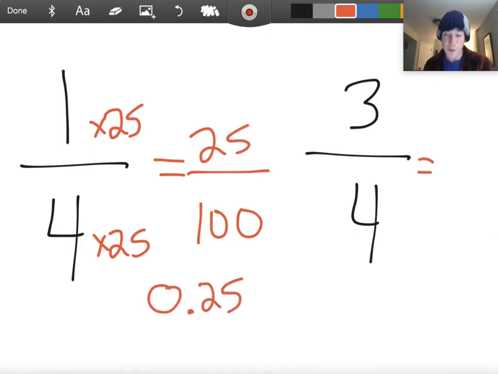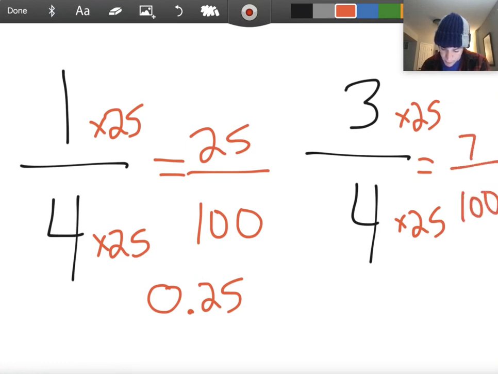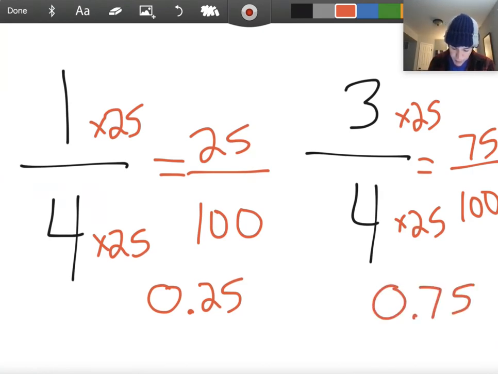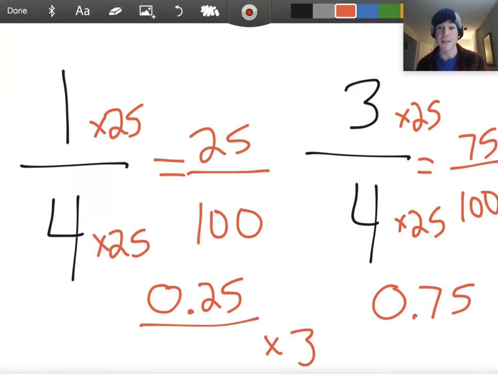And with 3/4, same idea. I'm going to multiply by 25, multiply by 25, and I'm going to get 3 times 25 is 75 hundredths, which looks like this. And this would be the same as taking this original number and multiplying by 3, because it's 3/4, would get us up to 75 hundredths. So that's how fourths work.